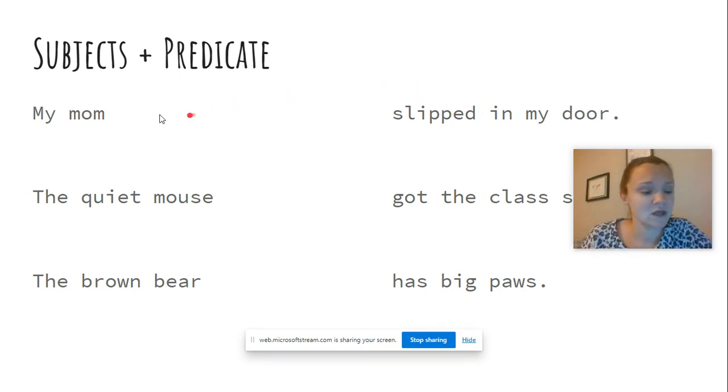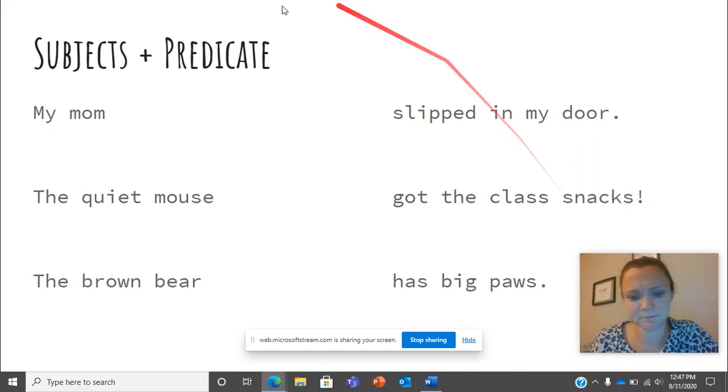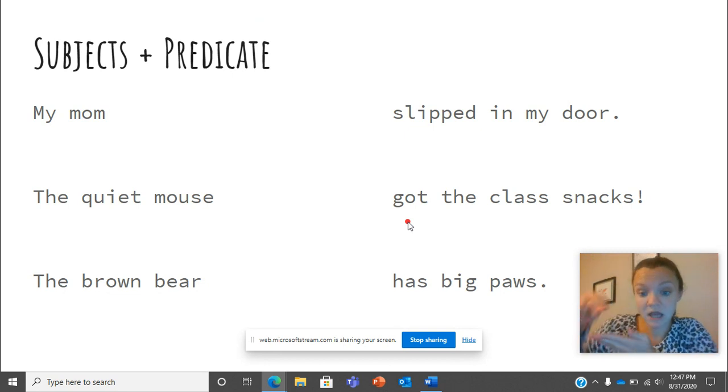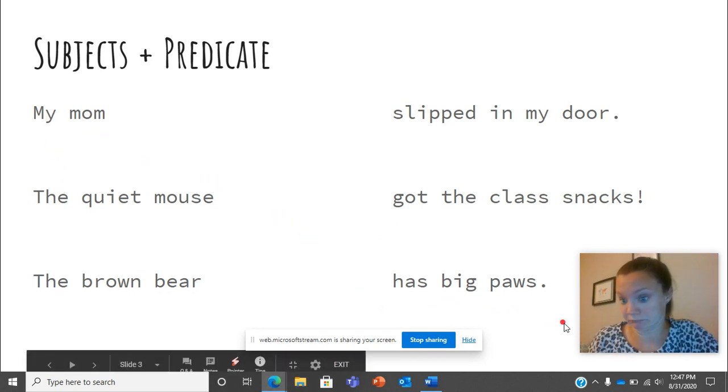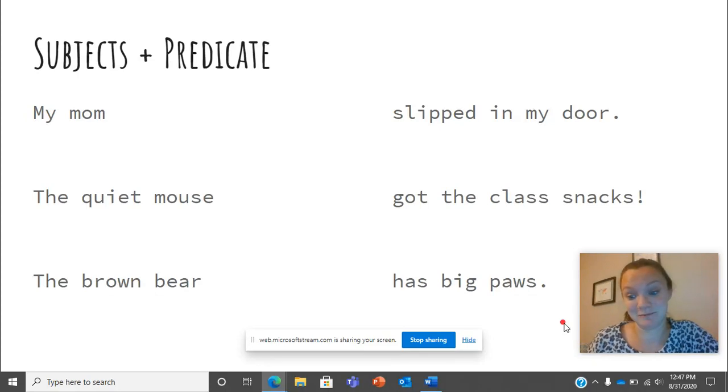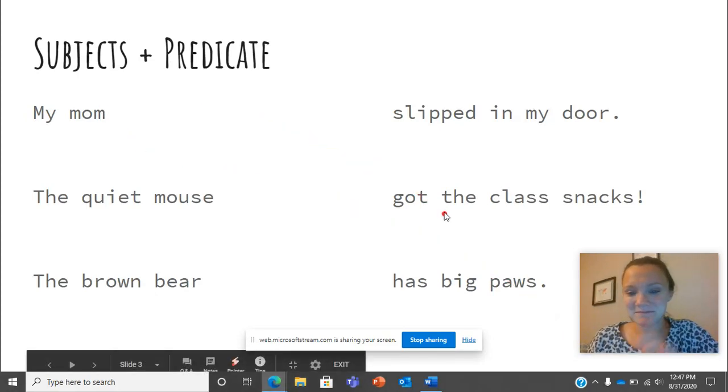Let's try. So, my mom, which one of these matches with my mom? My mom slipped in my door. My mom could do that, but let's keep reading and see if we find other ones. My mom, the subject, got the class snacks. Ooh, my mom could definitely do that. Let's read the last one just to make sure. My mom has big paws. My mom does not have paws. So the one that makes the most sense to me is that she got the class snacks.